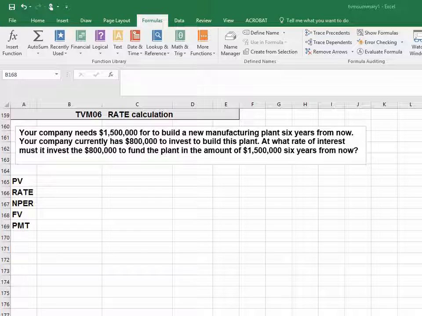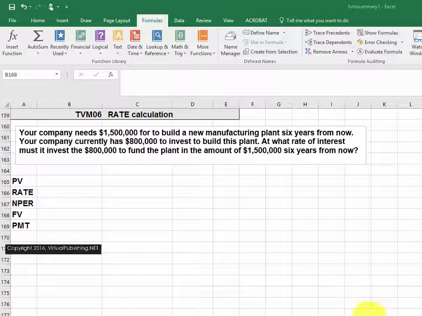Your company needs $1,500,000 to build a new manufacturing plant 6 years from now. Your company currently has $800,000 to invest to build this plant. At what rate of interest must it invest the $800,000 to fund the plant 6 years from now?